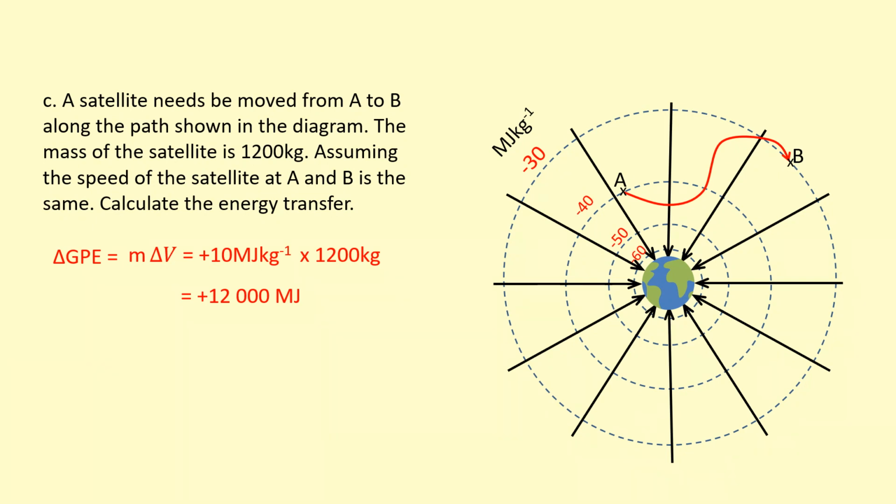The gravitational potential energy has increased because, of course, we're moving it to a greater height from the surface of the planet. This is actually work done. That's why it's positive here, because we have to push an object away from the planet in order to get it there. So we have to actually do some work.